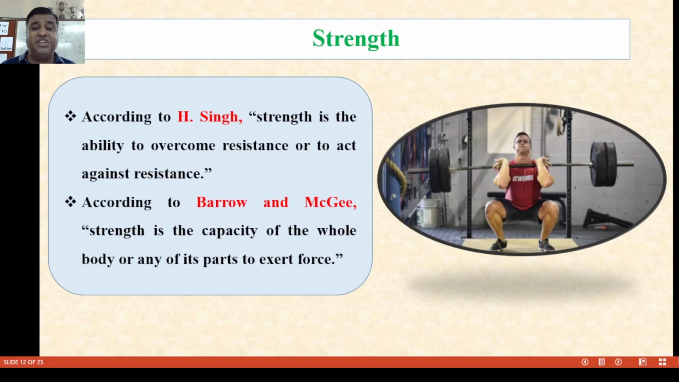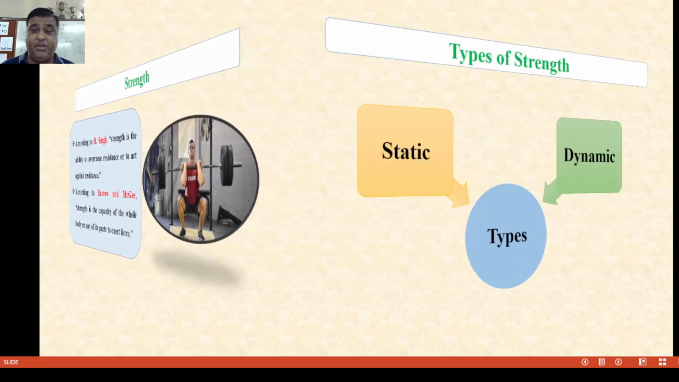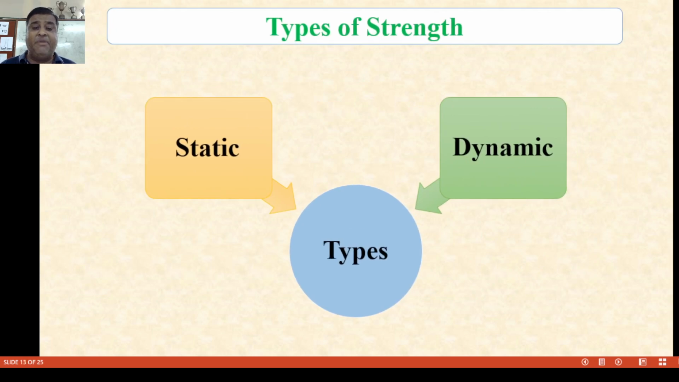Now the next part of the session is strength. What is strength? According to Hardayal Singh, strength is the ability to overcome resistance or act against resistance. According to Barrow and McGee, strength is the capacity of the whole body or any of its parts to exert some force. Now there are two types of strength, static and dynamic. We'll discuss one by one.